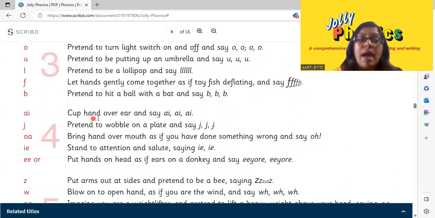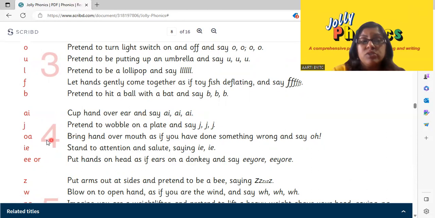So cup your hand over your ear and say A, A, A, right? So then you are making the sounds of 2 letters come out together. You have to make the togetherness of two sounds and pronounce it correctly when you're telling them to the children.